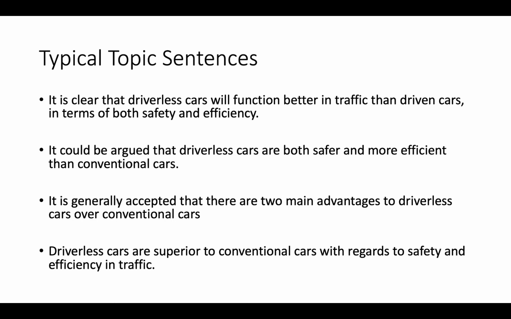Okay, so the first thing we spoke about was having a topic sentence. So this is the first sentence of a paragraph. It holds the whole paragraph together and it gives the reader the main idea. So here are 4 examples of topic sentences. All of them are about driverless cars.